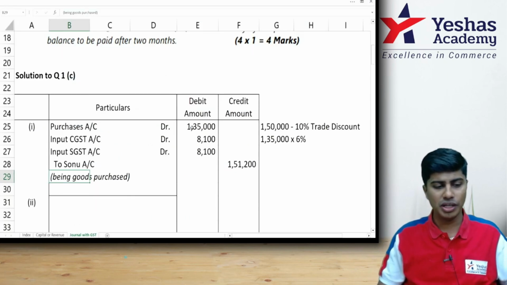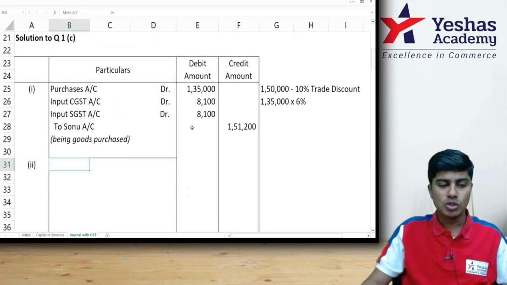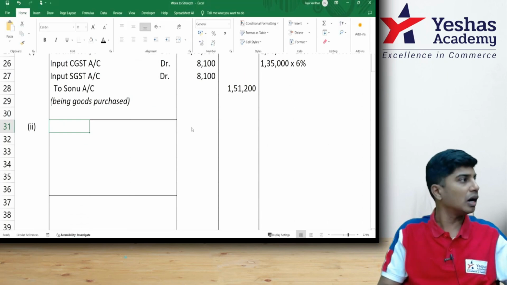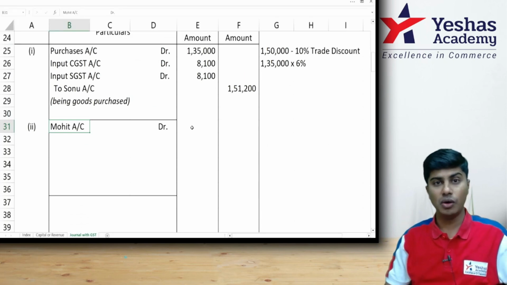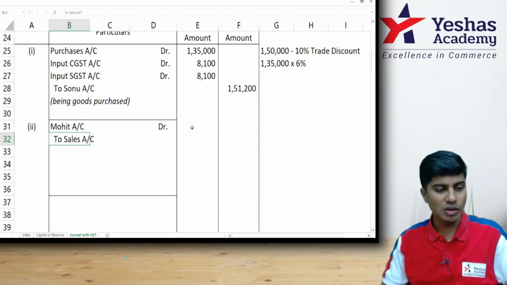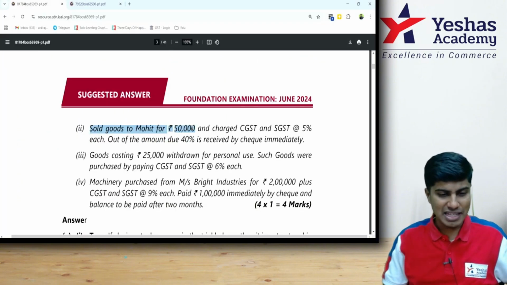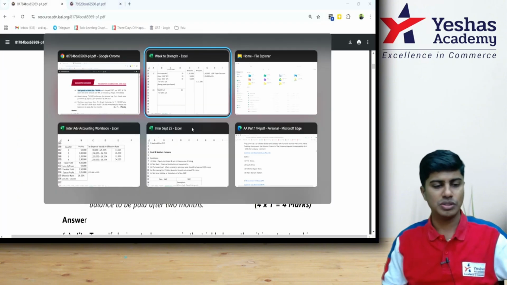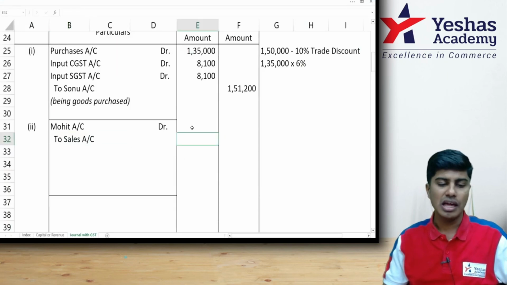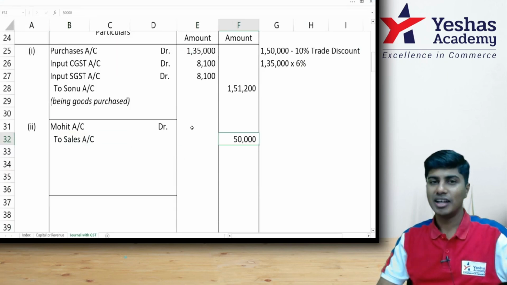Whenever you sell goods to Mohit, Mohit is supposed to pay you money. So we are going to debit Mohit account. And after I debit Mohit account, my goods are going out. So I will credit sales. My sales is to the extent of 50,000. There is no trade discount in this case. I will credit 50,000. Understood this?